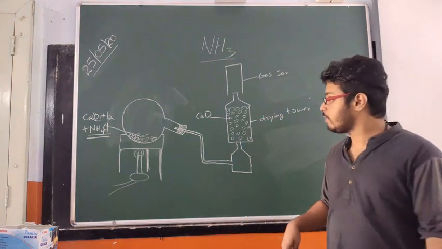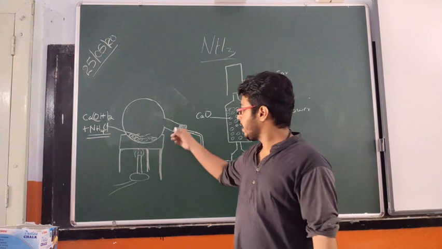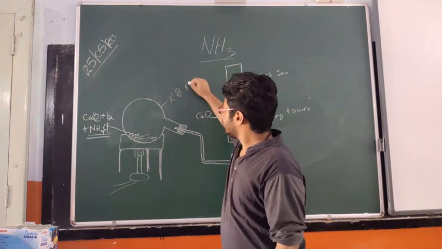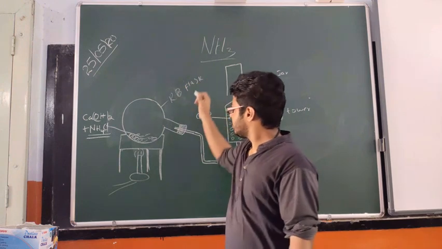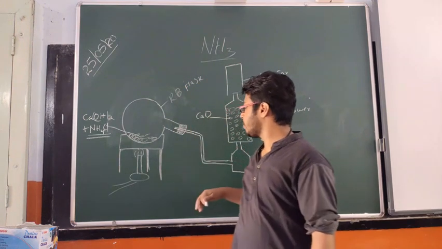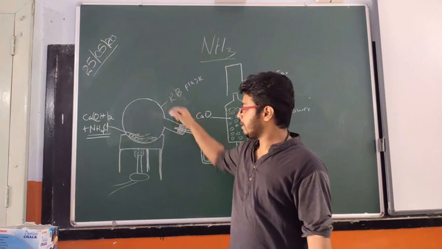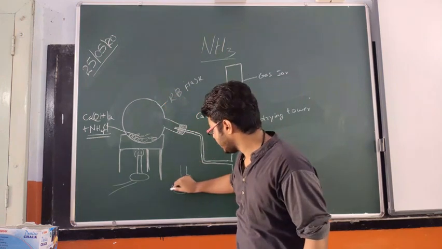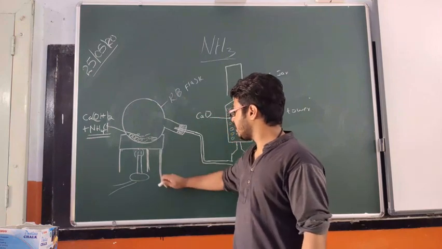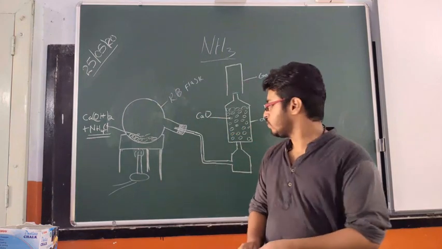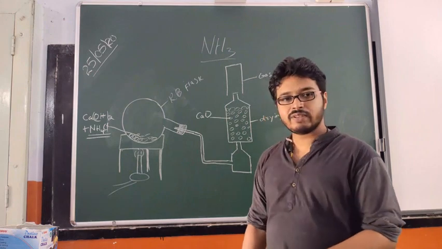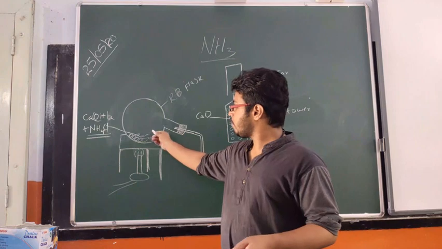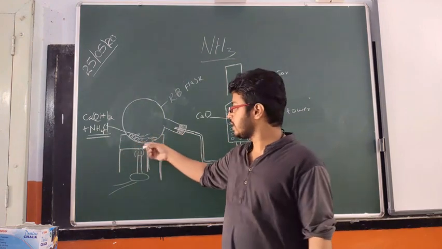Okay, so we'll start the setup. What we are going to do is take this flask. What is the difference here? Why doesn't it look normal? Instead of keeping it straight, we are keeping it inverted. So what is the reason for that? We'll discuss that.